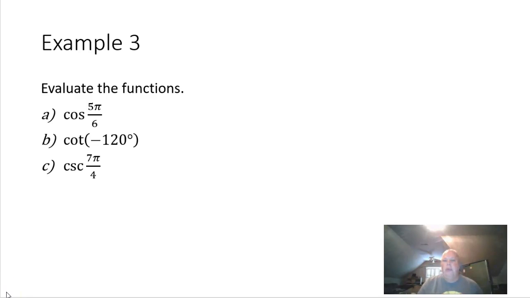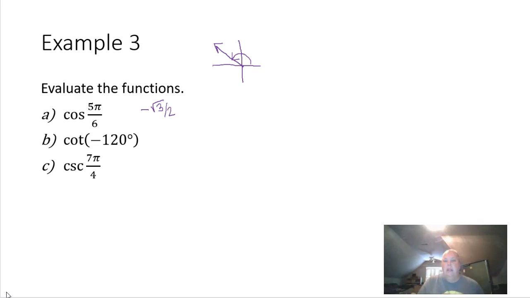All right, example 3, we're going to evaluate the functions. We can do this with the help from the unit circle. The cosine at 5 pi over 6, this is asking us for the x-coordinate at 5 pi over 6. That's going to be this angle right here. And the cosine at this angle is going to be the negative square root of 3 over 2.